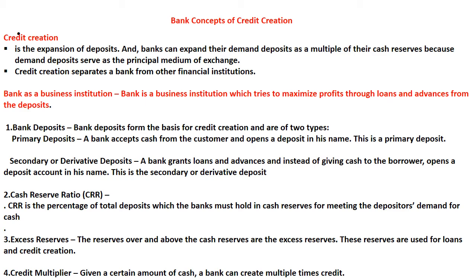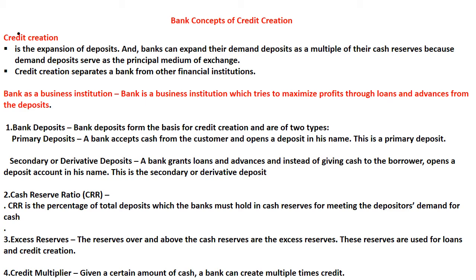Primary deposit means the bank accepts cash from the customer and opens a deposit in his name. Secondary deposit means the bank grants loans and advances, and instead of giving cash to the borrower, they open a deposit account in his name, so that is known as secondary or derivative deposit, right? Whenever we talk about bank deposit, we usually only think of having an account in the bank and depositing money there, and that's a primary deposit. The second type is known as secondary or derivative deposit.